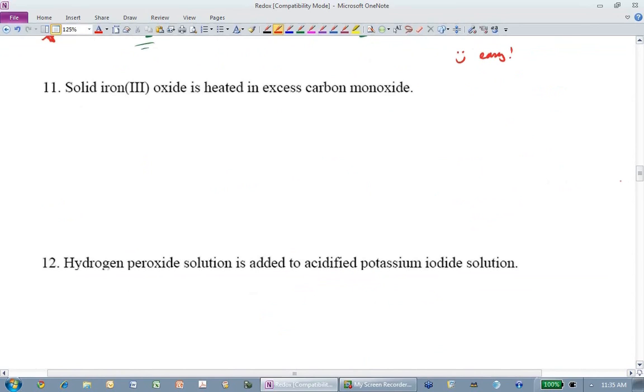Solid iron 3 oxide. So I have no choice than to write Fe2O3 solid. So let's do it. Fe2O3 solid is heated in excess carbon monoxide. So we're not a complete combustion here. What are we going to do? Well, I'm going to go all the way to the metal. See how that works for me.